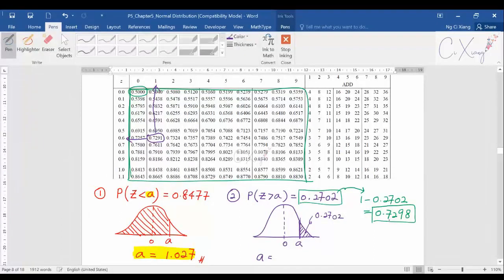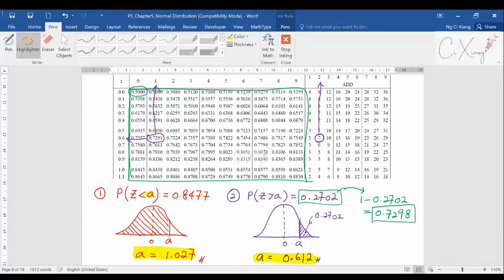Okay, so the value is 0.61. To get 7298, you need to add 7 from here, right? So you go to the end, see is there any 7 or not. There's a 7 here. So if you read the value, it will be 0.612. So the A will be 0.612. Again, is it positive or negative? You look at your own graph, it is a positive value. Therefore, A is 0.612.